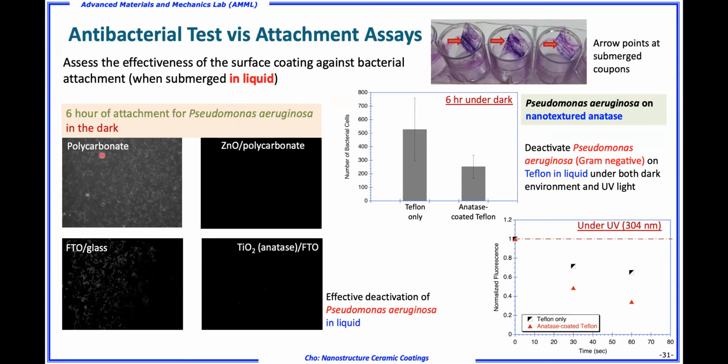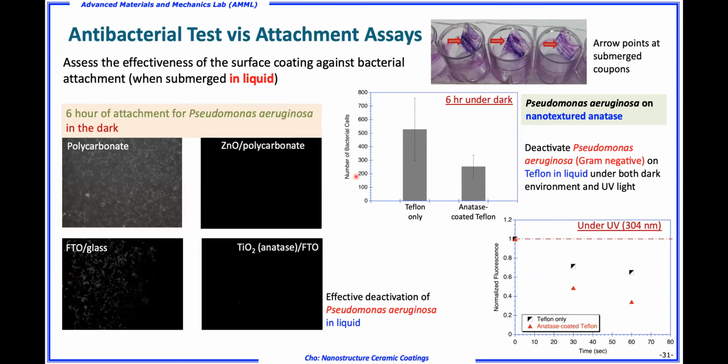For polycarbonate, the control sample, we used fluorescent microscopy. You can see lots of bacteria remained and formed on the control sample. But when there is the zinc oxide film, they are all gone. And also FTO coated glass, this is the control sample. You see some bacteria attached to this surface after 6 hours. But with the titania anatase film attached to this substrate, all the bacteria disappear. That indicates the effectiveness of this ceramic surface, both zinc oxide and titania anatase film.